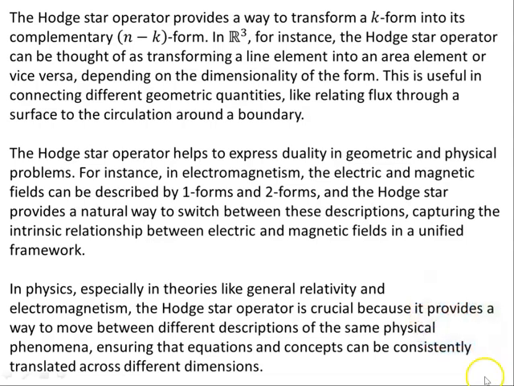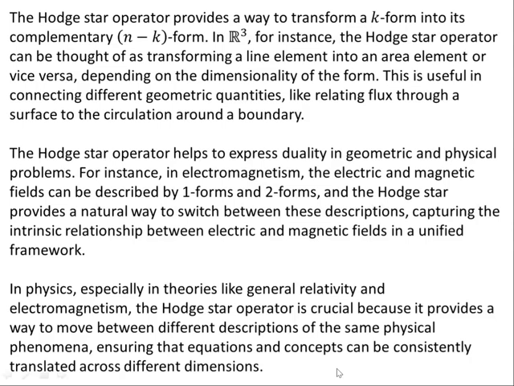The Hodge star operator provides a way to transform a k-form into its complementary n minus k form, as we saw in the last video. So in R3, for instance, the Hodge star operator can be thought of as transforming a line element into an area element, or vice versa, depending on the dimensionality of the form. This is useful in connecting different geometric quantities, like relating flux through a surface to the circulation around a boundary. The Hodge star operator helps to express duality in geometric and physical problems.